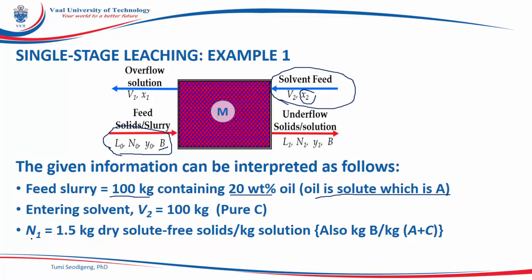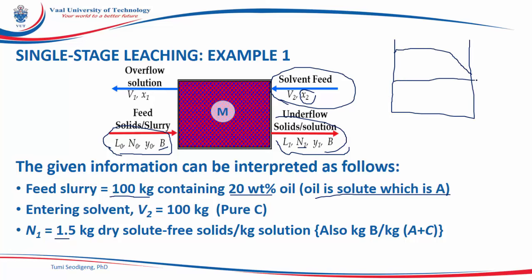Also, N1, which has to do with the solids entrainment in the underflow solution, is equal to 1.5. We are told that it remains constant throughout, which means that if we are doing a number of stages, this will continue to be 1.5. You can already start to see that if you look at your equilibrium line, instead of being curved like we have seen in the past, it will just now be flat at 1.5.